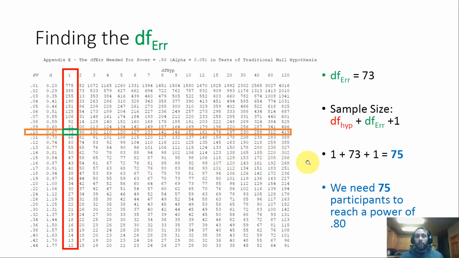So in order to get our sample size, it's simple addition from here on out. We get our degrees of freedom hypothesis, which is 1, plus our degrees of freedom error, which is 73, plus 1, which equals 75. So what we've essentially found is that in order to have a power of 0.80 at an alpha value of 0.05, we need 75 participants to participate in our study. So really, as you can see, it's not too complicated to use this table.